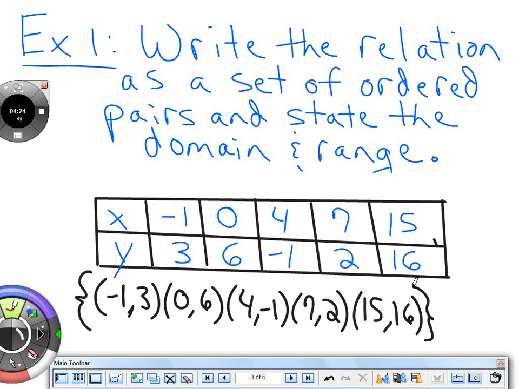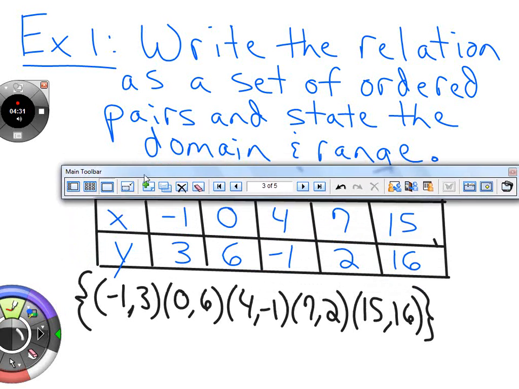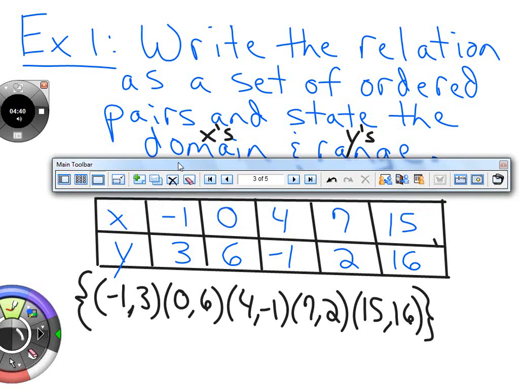And that is the set of ordered pairs. That's the exact same thing. And now if they say, hey, can you figure out the domain? The domain are just the x's, if you're using x's and y's. And the range are the y's. The domain is the first element.